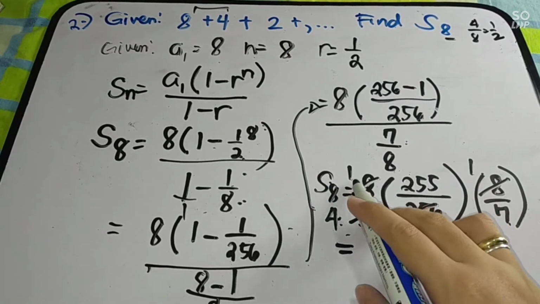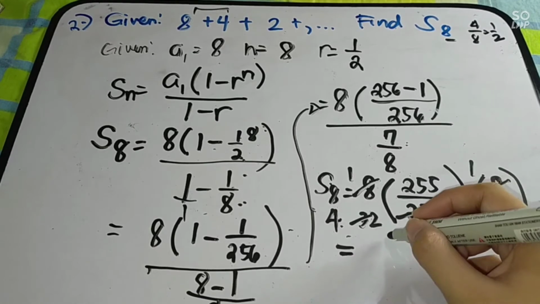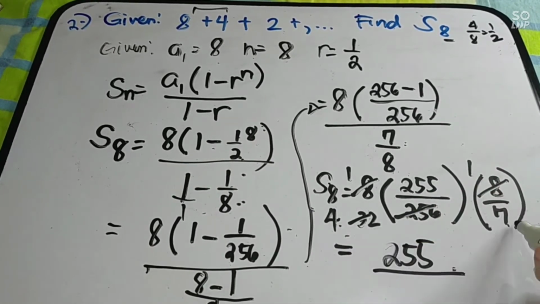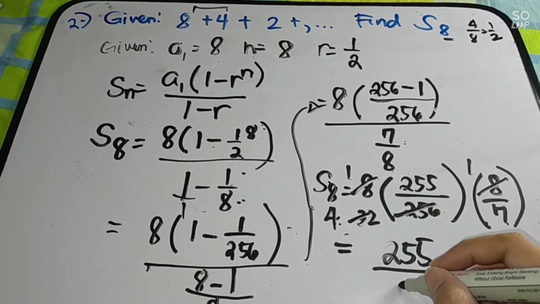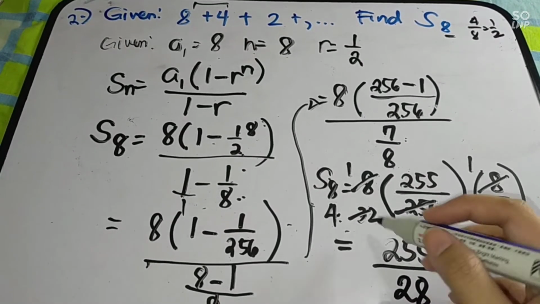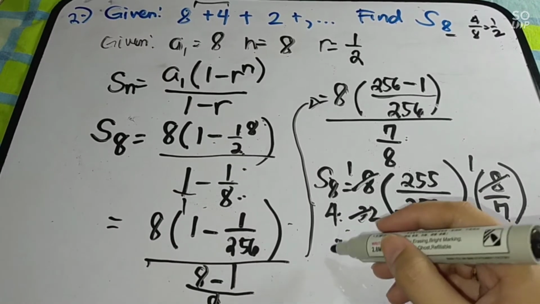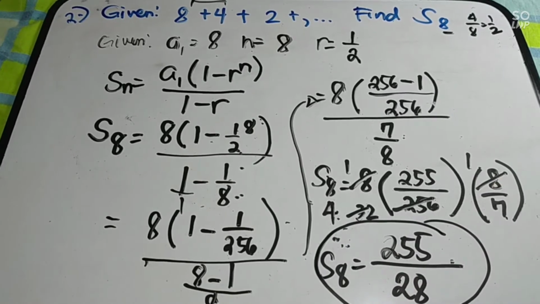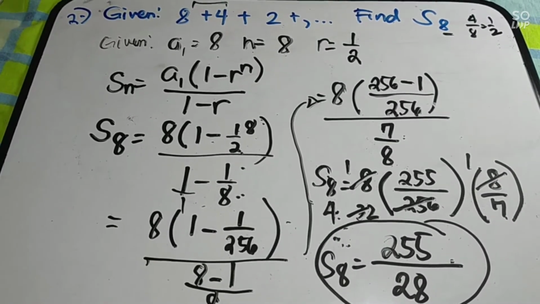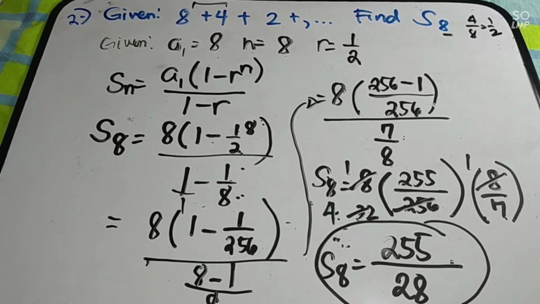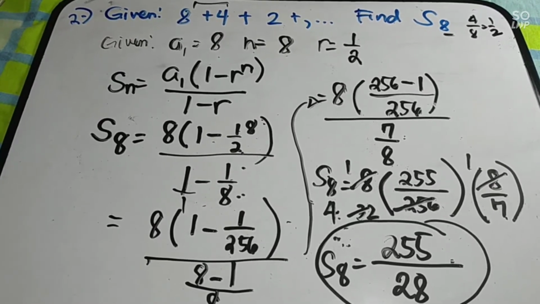Then, just multiply. 1 times 255, 1 times 1. The answer is 255 over 4 times 7. The answer here is 28. So, this is now your S sub 8. S sub 8 is equals to 255 over 28. Okay? So, medyo mahirap kapag fraction ang ating common ratio. Okay?